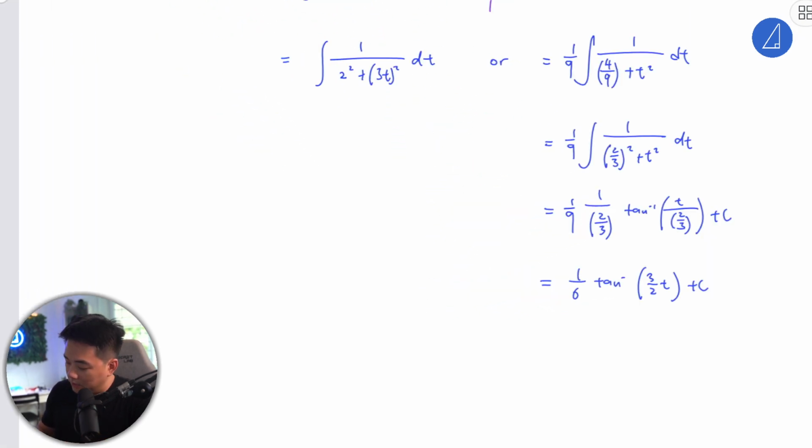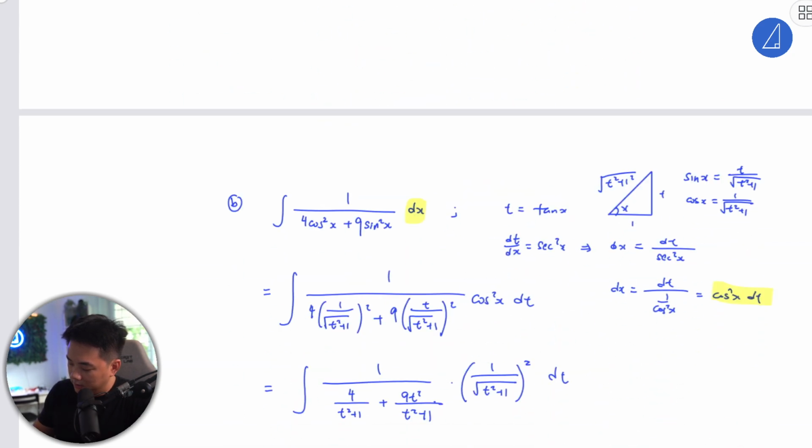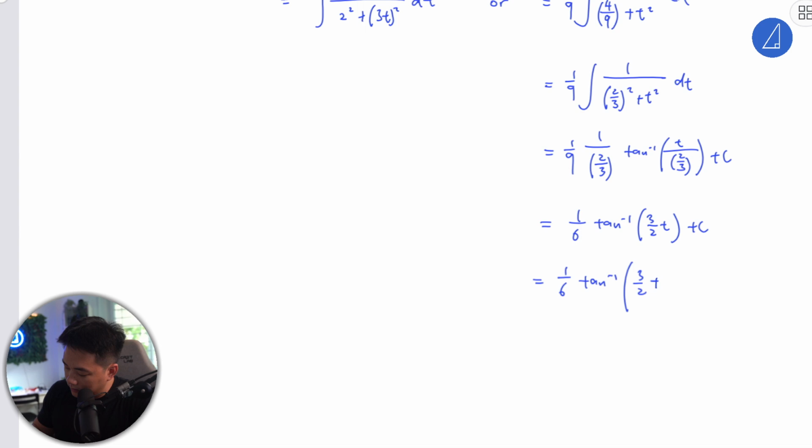Then we just change it back to t. So 1 over 6 tangent inverse 3 over 2. t is actually tangent x, so I'll just put this as tangent x here. There you go. This is the answer in terms of x.